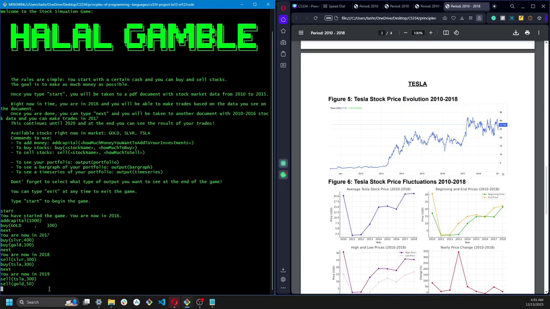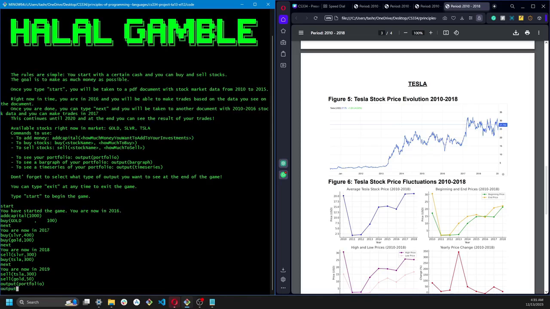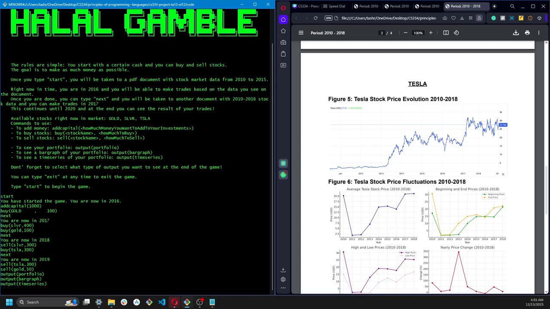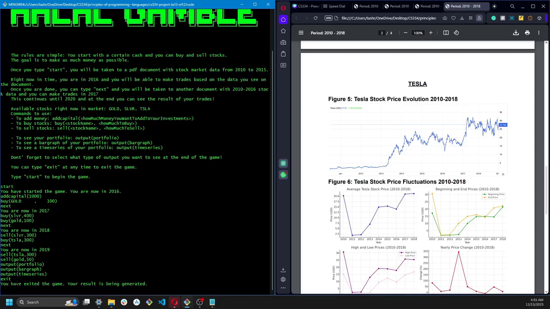We have 2020 ahead. But what we want to specify now is what sort of output we want. We want a portfolio statement as an output to these transactions. I also want a bar graph, and a time series to see how the stock price has changed. I don't want to play it anymore. I'm done with the transactions, so I just type exit, and this exits the game.